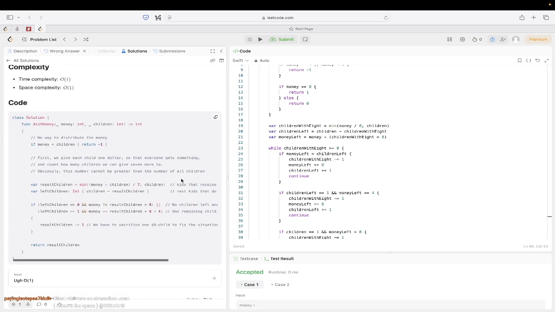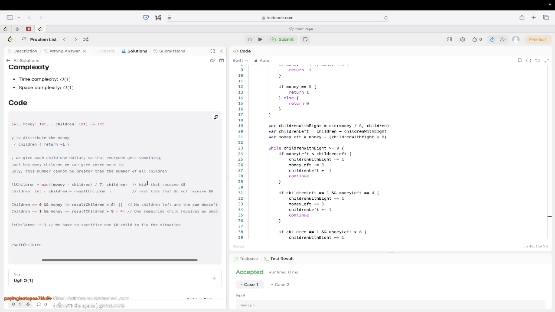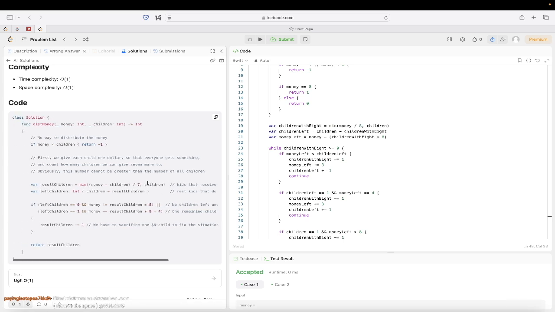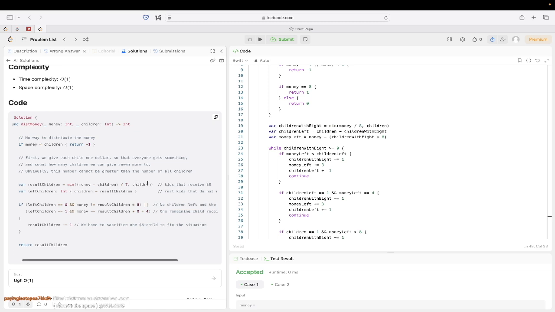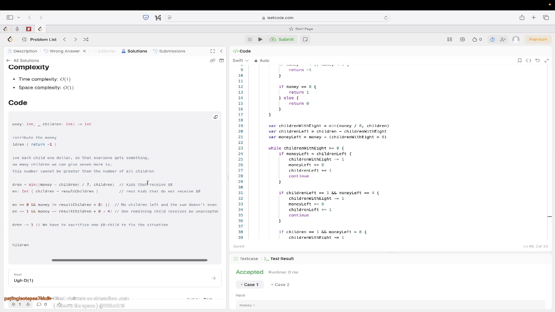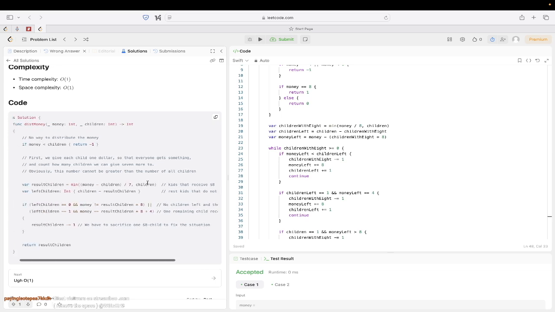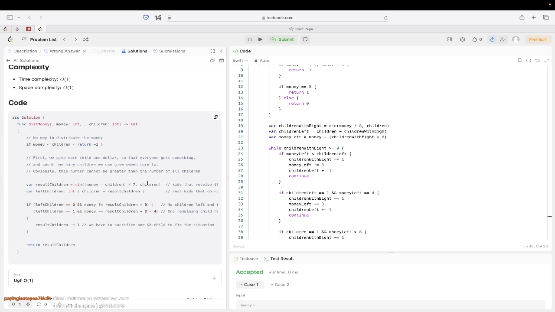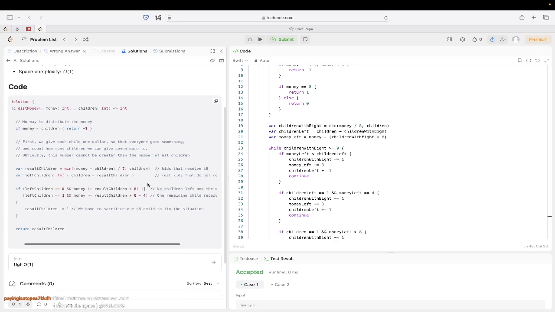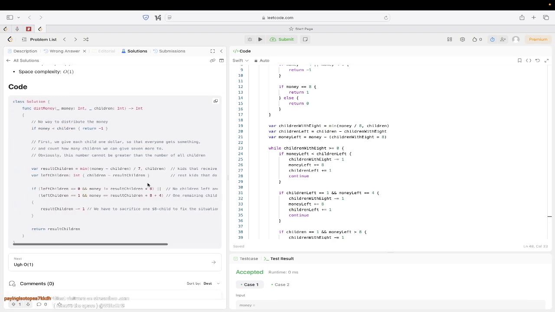This is a win. This is a good one. First, give each child $1. Count how many children you can give 7 or more to. Obviously, this number can't be greater than children. Result children. Okay, so I did that. Okay, this one is divided by 7. Okay, this is almost similar to what I was trying to accomplish.